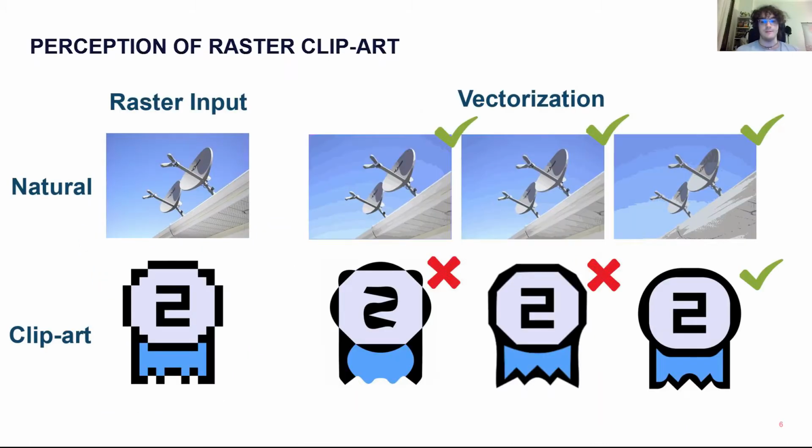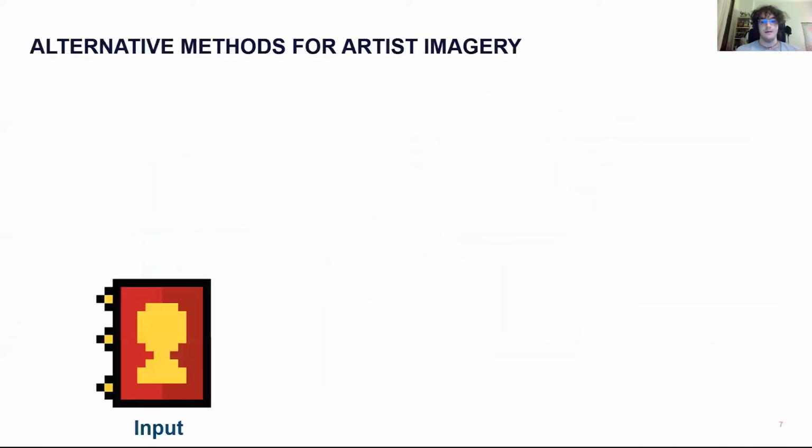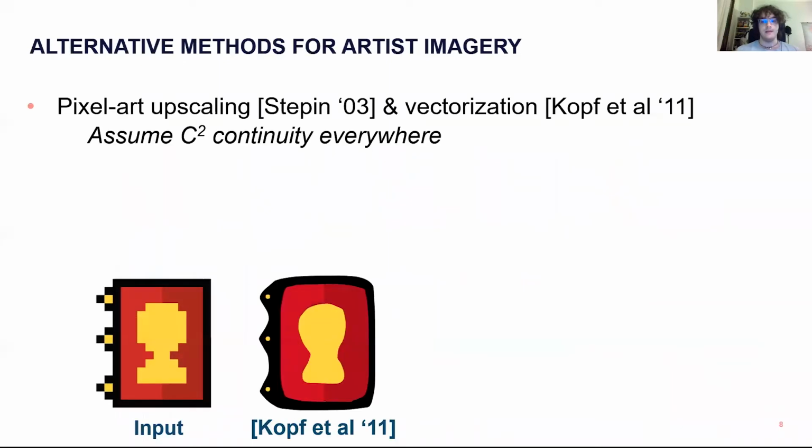Contrary to natural raster images, ClipArt images allow for a clear mental vector interpretation. Yet, existing vectorization methods frequently produce outputs inconsistent with viewer expectation. Several prior works focus specifically on vectorization of artist-generated imagery. Dedicated methods target upscaling and vectorization of low-resolution pixel art images. Notably, Kopf and Lischinski focused on resolving topological ambiguities during segmentation, then fitting splines which are C2 continuous everywhere, except at T-junctions.